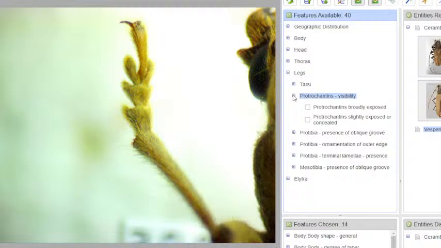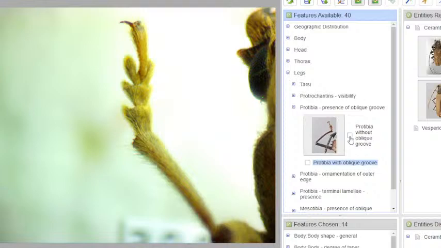All right, let's look at the protibia. This is going to be our answer to whether it's a lamiine or if it's a cerambycine. And hey guys, we got it to a different subfamily. I believe this one's going to be a cerambycine. So let's see. I don't think we're going to find an oblique groove, but we're going to look anyway.